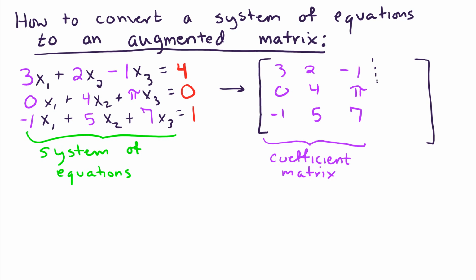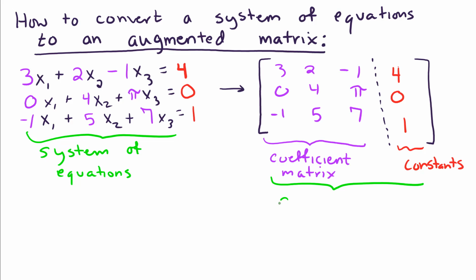The other piece of information in this linear system are the constants over here. And those constants we will put in their own column: 4, 0, and 1. So these are our constants. Together, the coefficient matrix with the column vector for constants, that makes up something called the augmented matrix. And throughout our course, we will be working with augmented matrices. We won't be working so much with systems of equations. We'll be converting everything to matrices and doing matrix algebra from there.